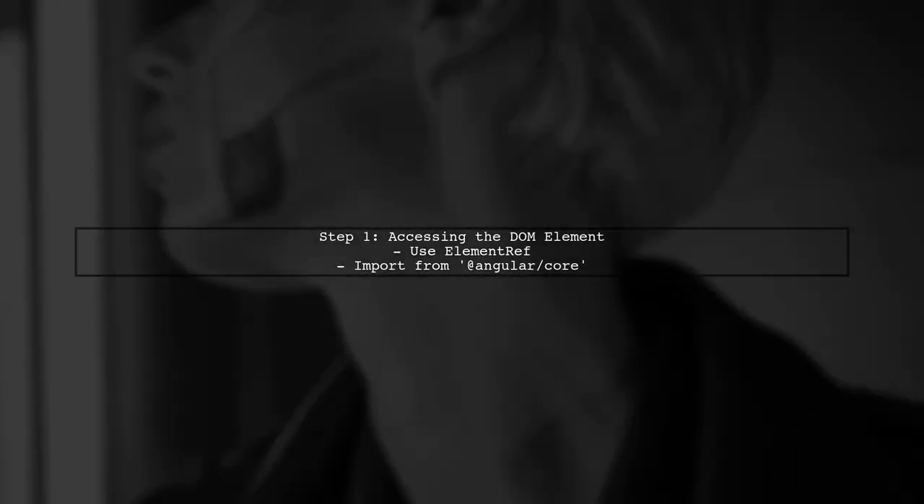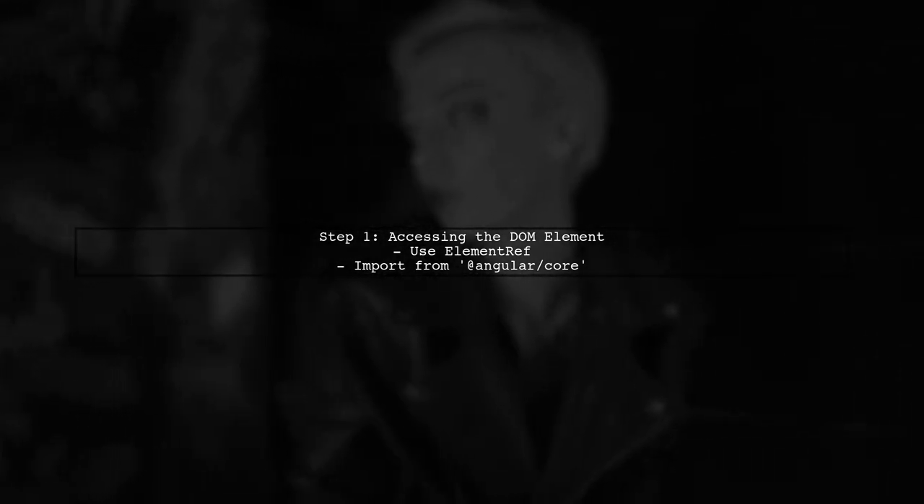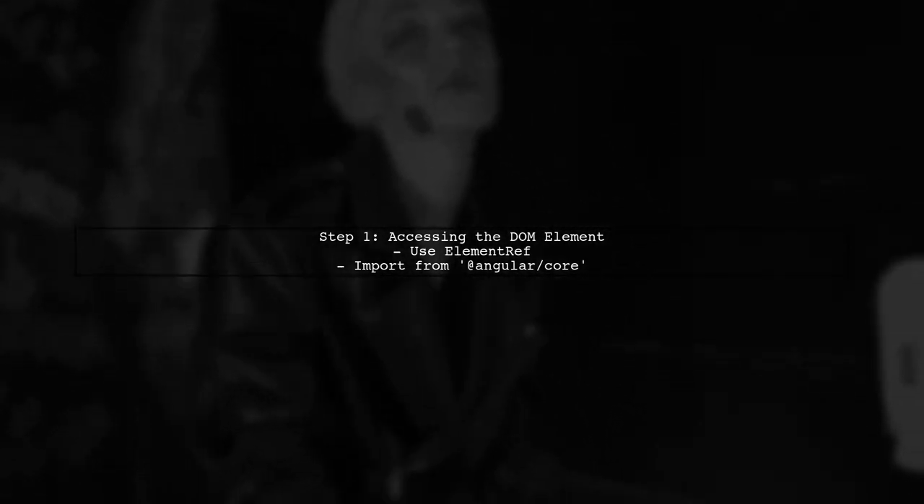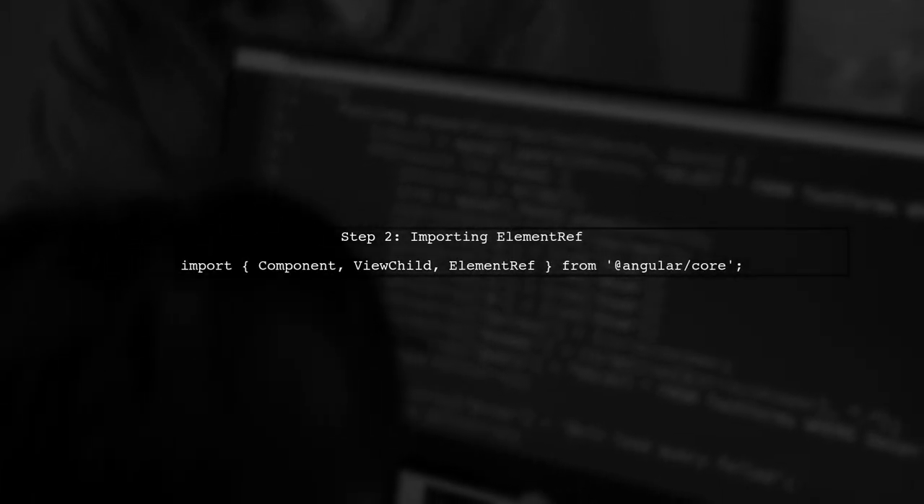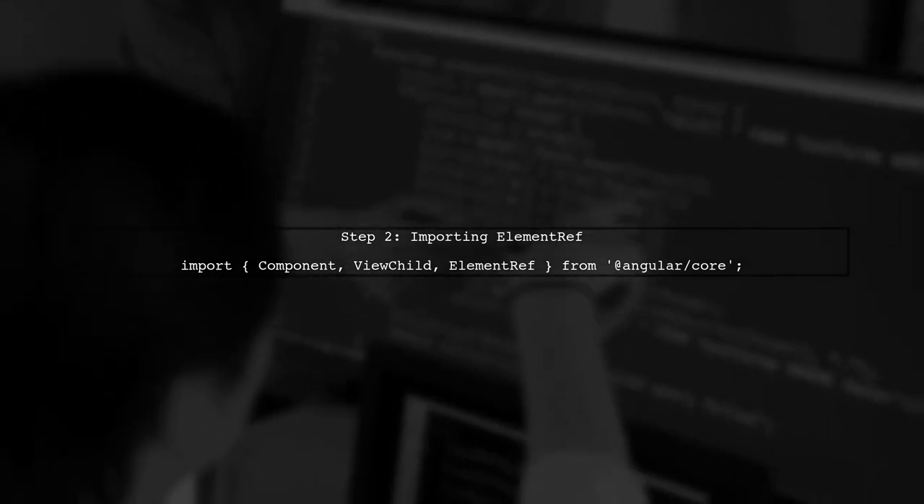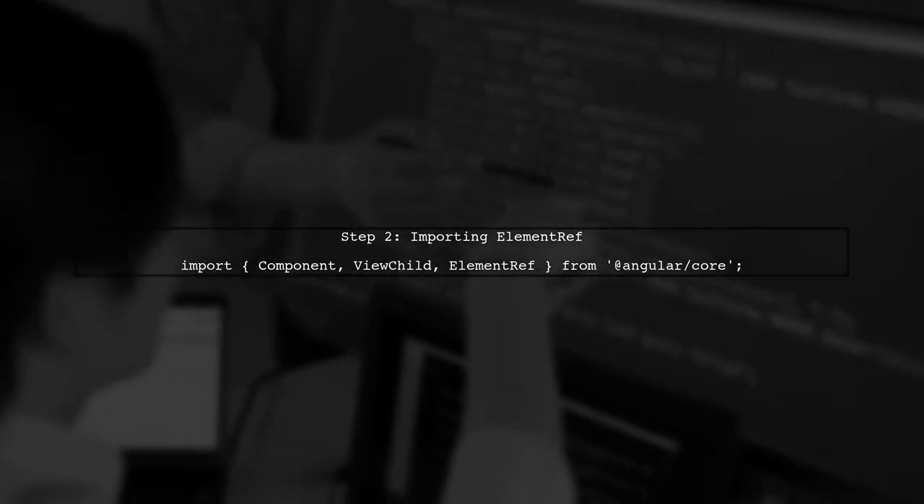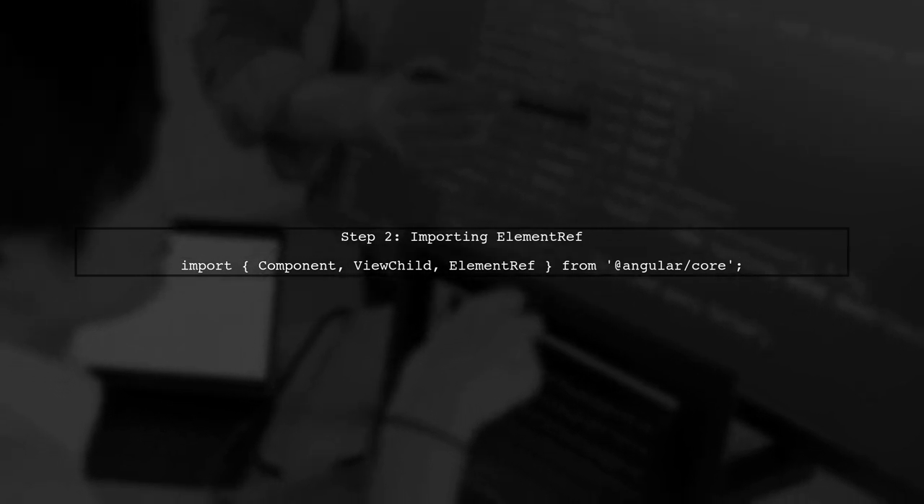To get the styles of a DOM element in Angular, we can use the native element ref to access the underlying DOM element directly. First, we need to import ElementRef and ViewChild from Angular core. This allows us to reference the DOM element in our component.